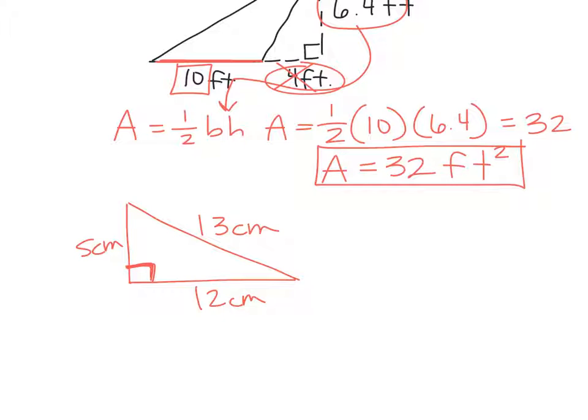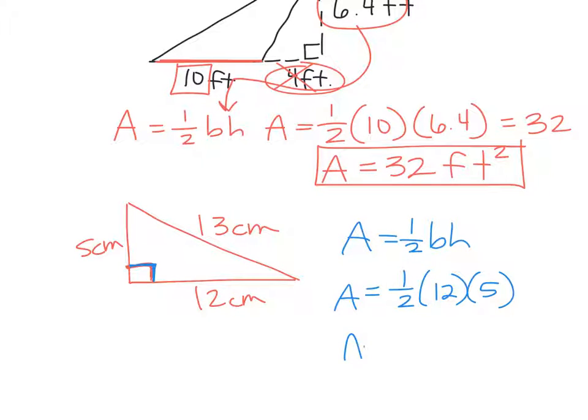I'm struggling. With what? This sucker. Oh, is 5 centimeters the height? It can be. If 5 is the height, what's the base? 12. So in a right triangle, your base and height are interchangeable. You could use 5 as the base and 12 as the height, or vice versa. So we would do 1/2 times 12 times 5, and then simplify that. So your area is 6 times 5, or 30 square centimeters.